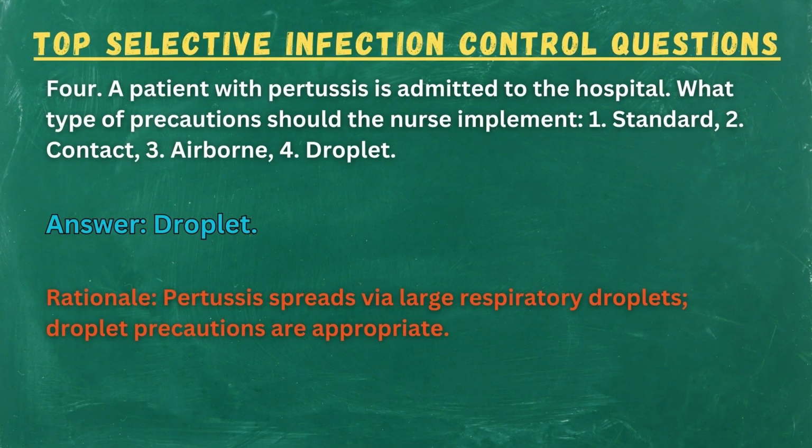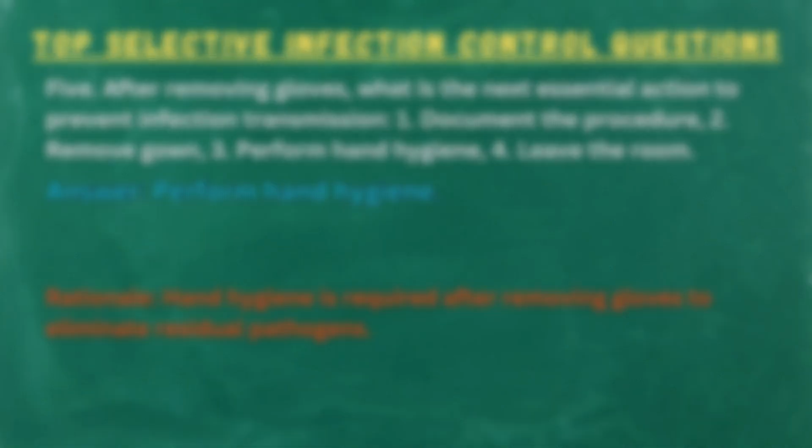4. A patient with pertussis is admitted to the hospital. What type of precautions should the nurse implement? 1. Standard. 2. Contact. 3. Airborne. 4. Droplet. Answer: Droplet. Rationale: Pertussis spreads via large respiratory droplets. Droplet precautions are appropriate.